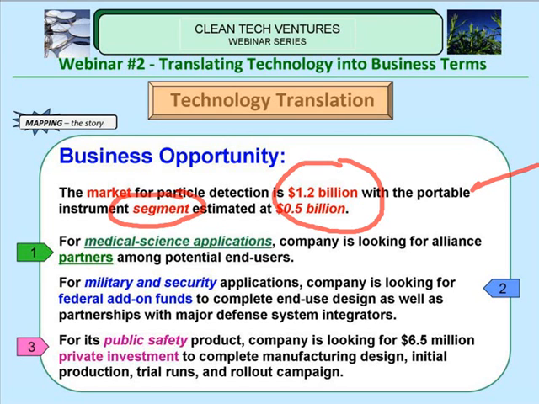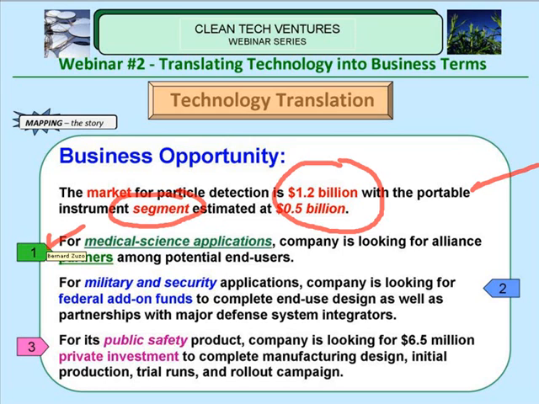Now, in the business opportunity, what's in it for the third party? This R&D company has done a very nice job identifying 3 markets and 3 different kinds of deals which are strategically important to this small R&D company. The first market is medical science applications, and what the company is looking for are partners in order to co-develop end-use products.